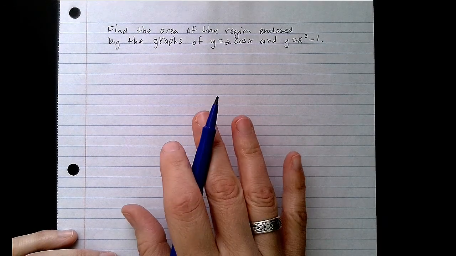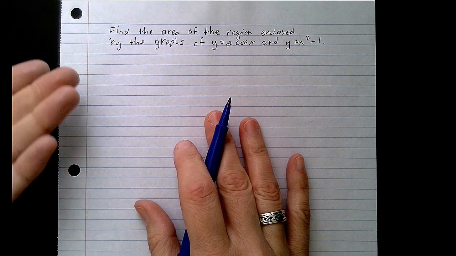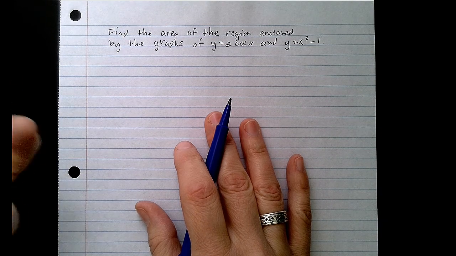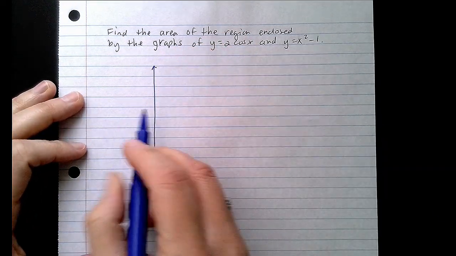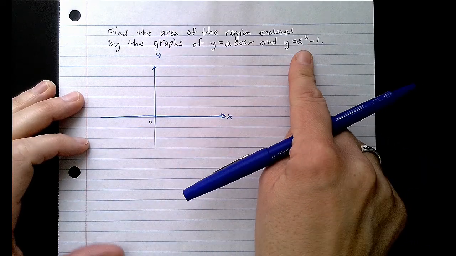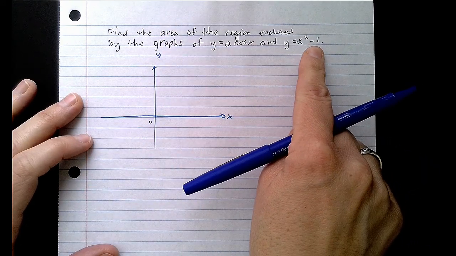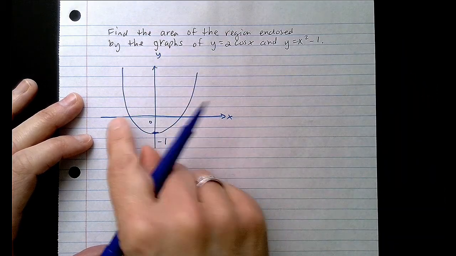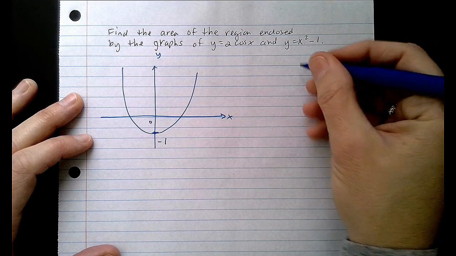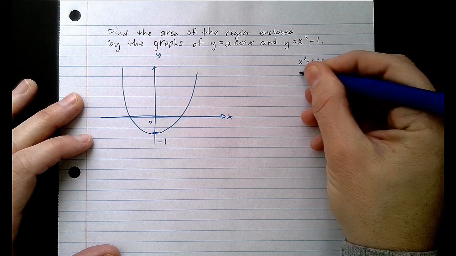This is another example where we have two functions but no bounds. So we have to know what these look like. So we're going to create a sketch. This is a parabola, concave up, shifted down 1 unit. Now, what are these points of intersection? We may need them, so let's solve them to the side here.